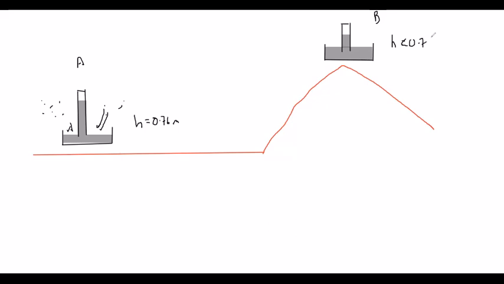Why does the mercury rise to less than 0.76 meter? Because as we move to a higher altitude, the density of the air is smaller, so fewer particles will collide, and as fewer particles collide, a smaller amount of mercury will rise in the tube.